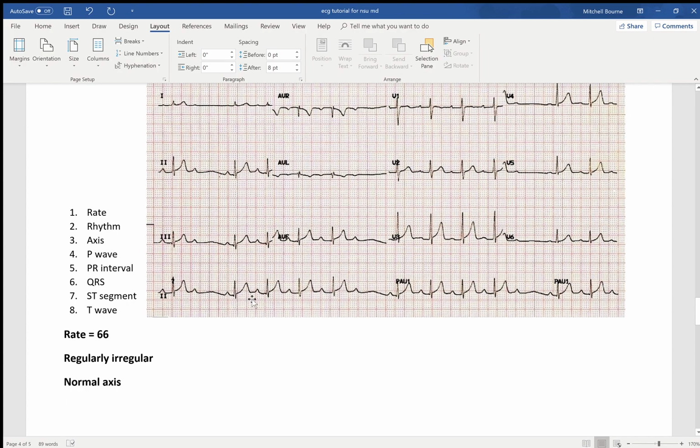Looks normal, looks normal, looks normal. So the P wave morphology is normal. But there's something interesting that's wrong.